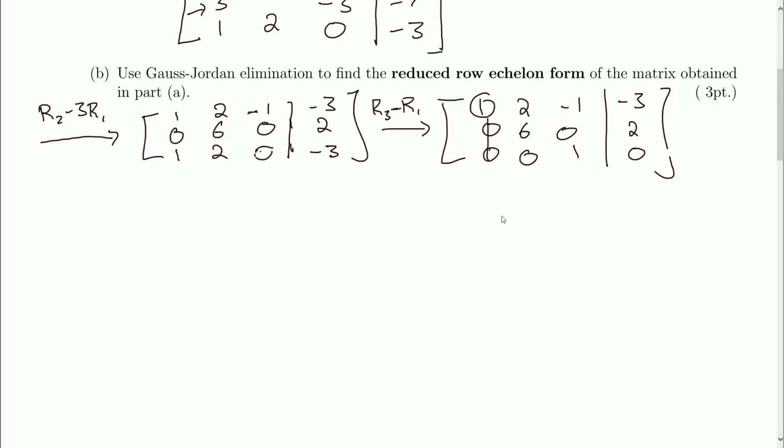We move over and ignore the first row. The next row that is non-zero is row 2. We want to get rid of this 6. How do we get rid of a 6 and turn it into a 1? We multiply by 1/6.